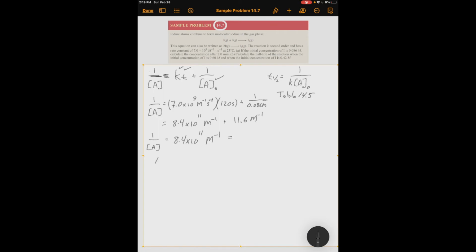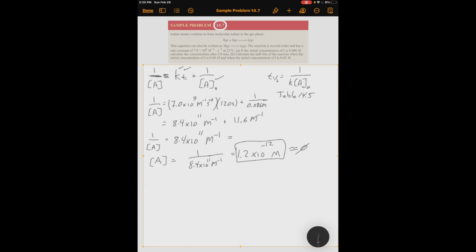Okay, so A would be 1 over 8.4 times 10 to the 11. And so I get 1.2 times 10 to the minus 12. Again, 1 over 1 over. You have molarity to the minus 1 in the denominator, so you're going to get molarity. That's practically 0. Now, technically it's not 0, but it's really, really small. It's a very low concentration.